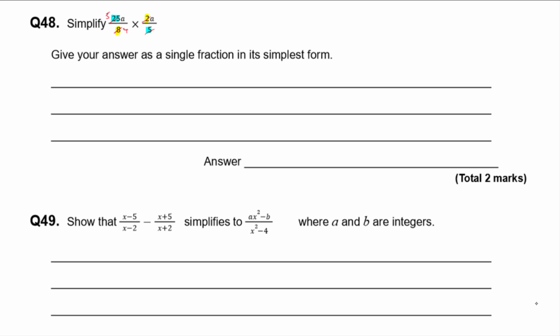So then multiplying through, 5 times a, that's 5a. And 4 times 1 is 4, so that's my answer. It's 5a over 4. Okay.